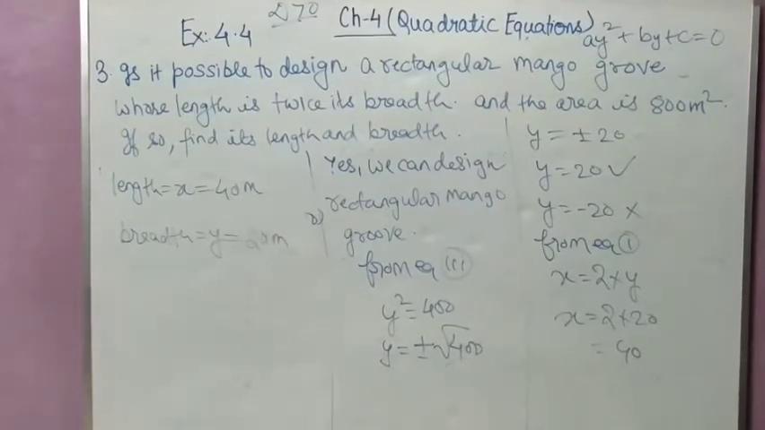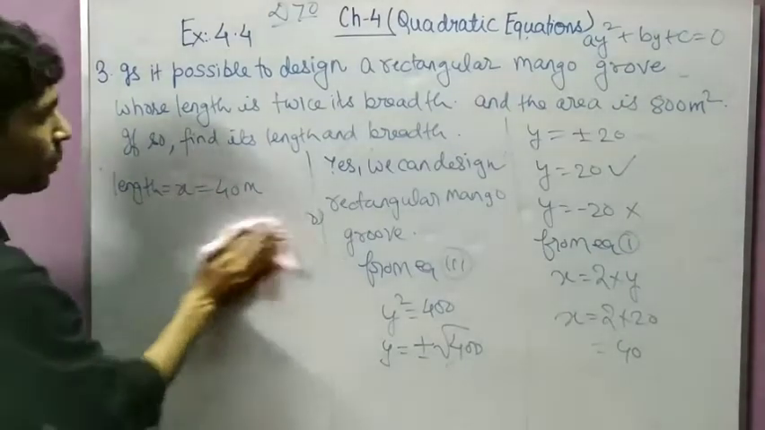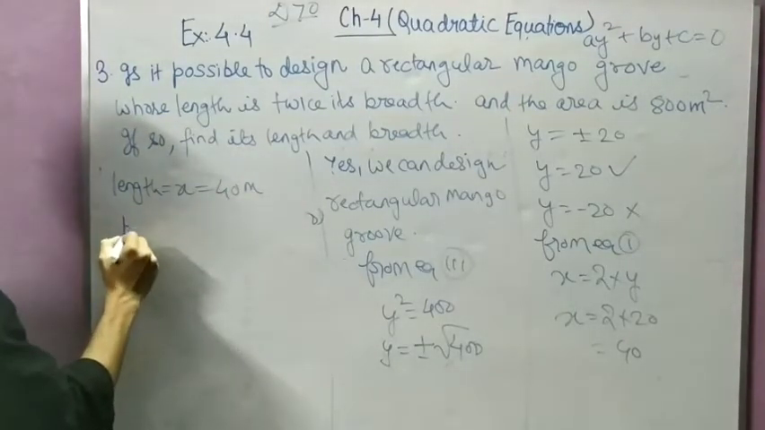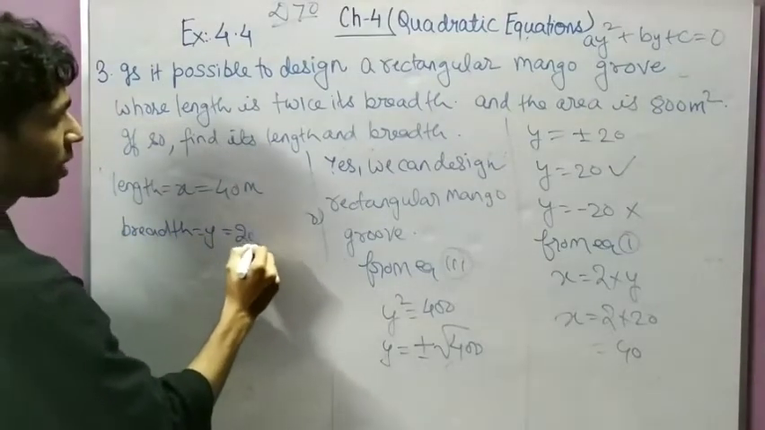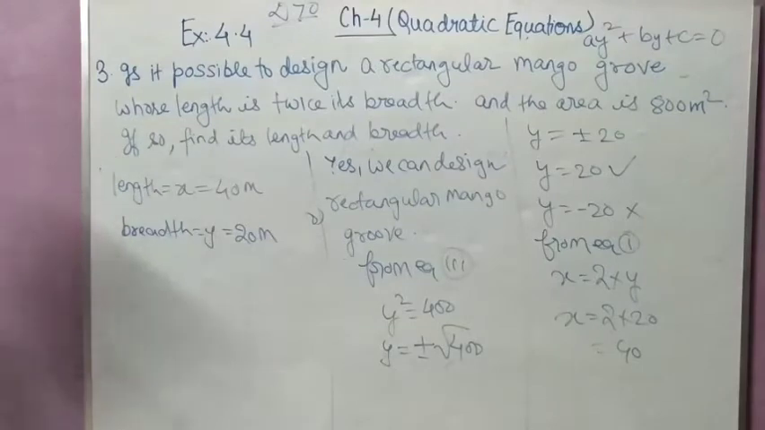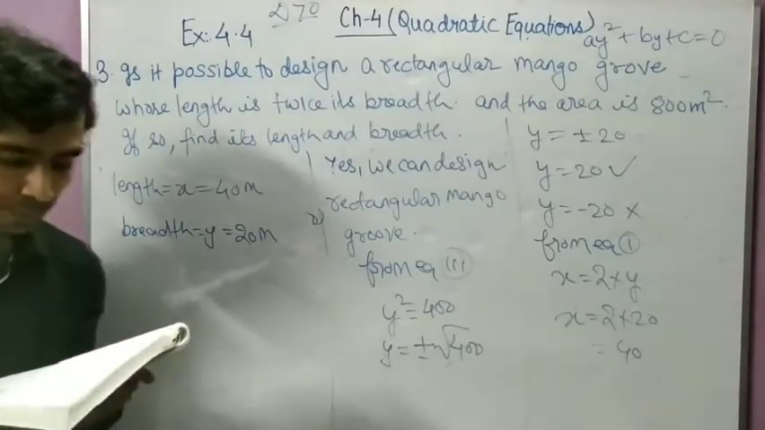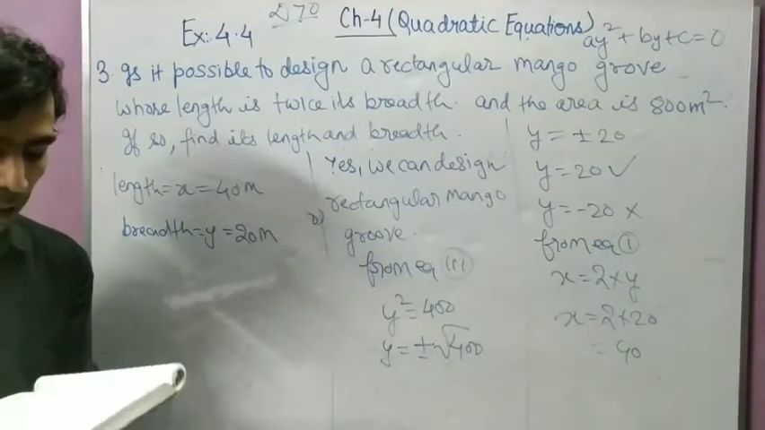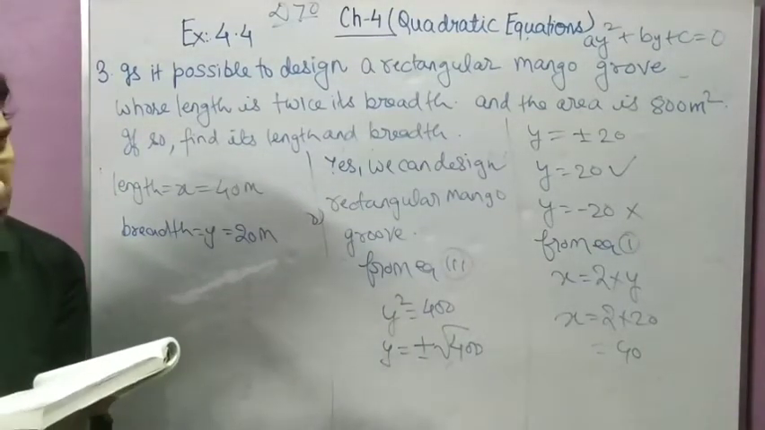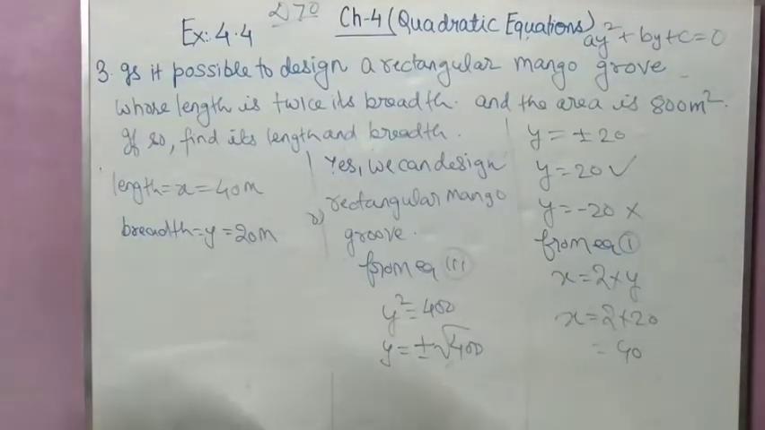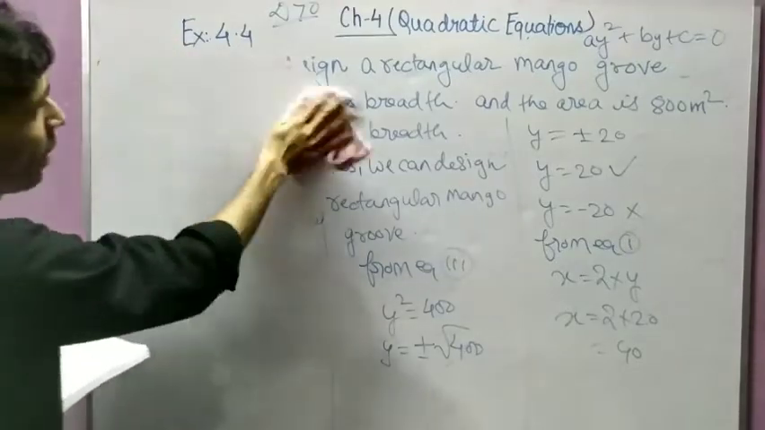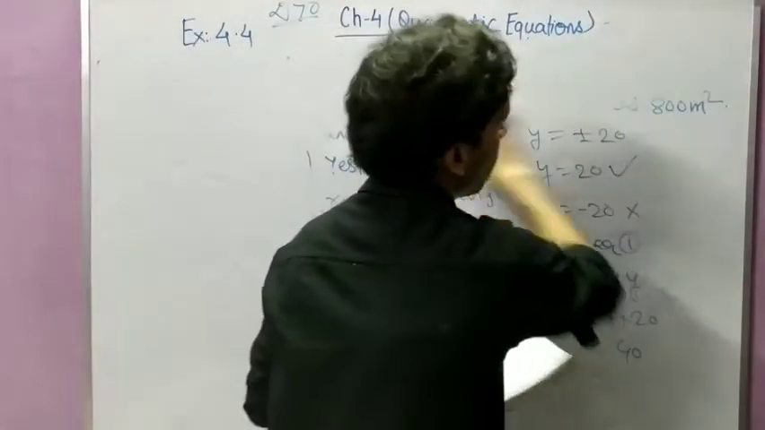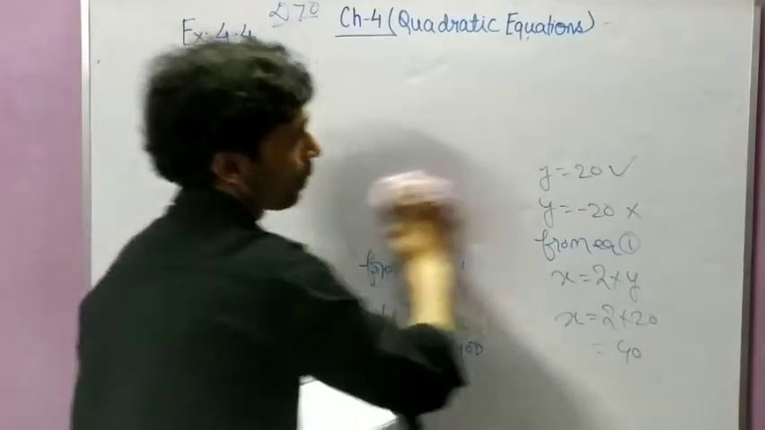So students, length is equal to 40 meter and breadth, that was y, is equal to 20 meter. So this type of question can be solved by this method. Now the fourth question and fifth question are also the same, so out of these two I will solve only one. Okay, so 80% of the questions I have solved from this exercise. One you can do by yourself.